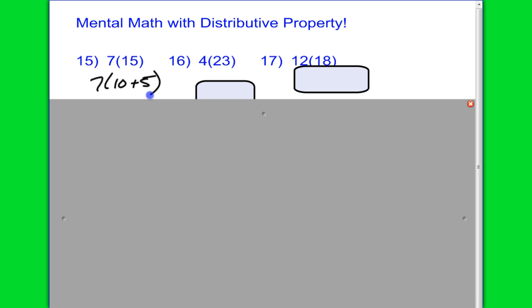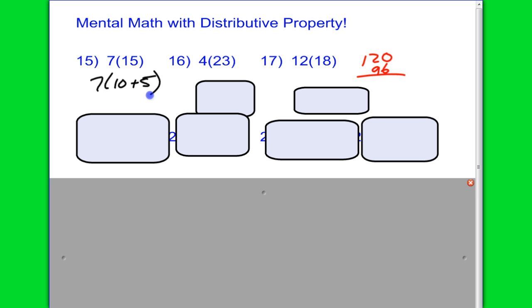Try it again. Ready? You're not writing it down. Mental math. 12 times 10 is? 120. And 12 times 8 is? 96. 120 plus 96 is? 216. Is it 260? Wait, what? 120 plus 96 is, I think it's 216. Yes. Let's try it again.